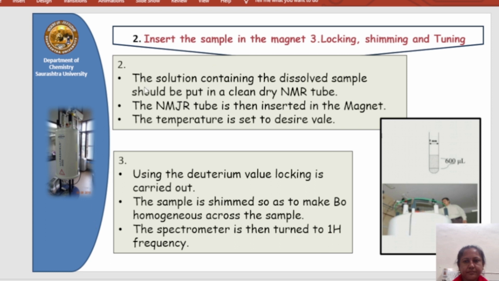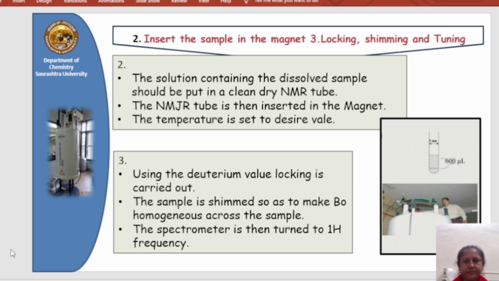So in that second point, the first point is sample preparation in an appropriate solvent. The second important point is insertion of the sample and setting the desired temperature. The third important point is locking according to the deuterium molecules. Fourth, the shimming.